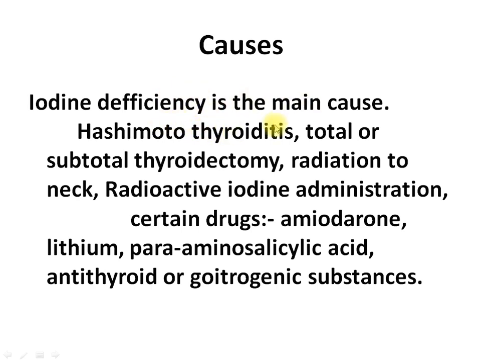Then Hashimoto's thyroiditis, as we have discussed, total or subtotal thyroidectomy, post-surgical intervention, then radiation to the neck for other ailments, neck malignancies, then radioactive iodine administration, then certain drugs like amiodarone, which is indicated when the patient is having cardiac arrhythmias. Then lithium, para-aminosalicylic acid, and antithyroid drugs. Here, what we are using are PTU, propylthiouracil.